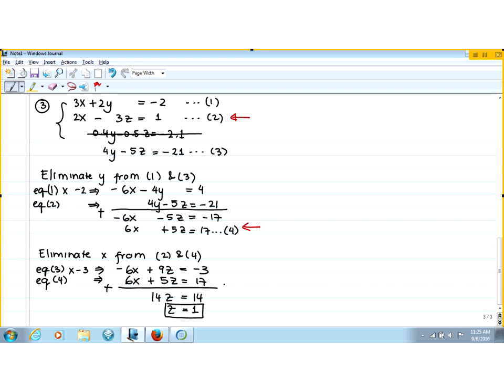Okay. Now we do the rest. What do you think we will do for the rest? Can I substitute into equation 2 or 4? Yeah, here we can, right? So substitute z equals 1 into which one? Equation 2? Okay. So when we substitute, we have 2x minus 3 times 1 is equal to 1. 2x minus 3 is 1. 2x is equal to negative 2. X is negative 1.